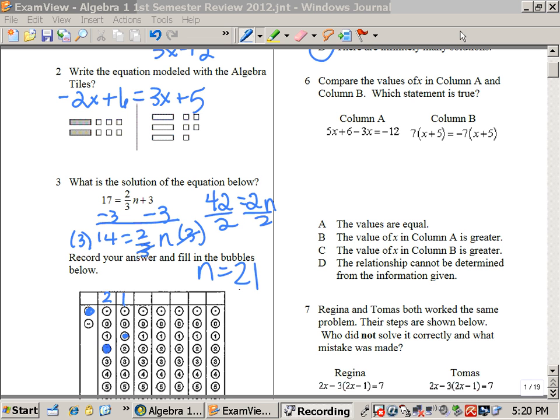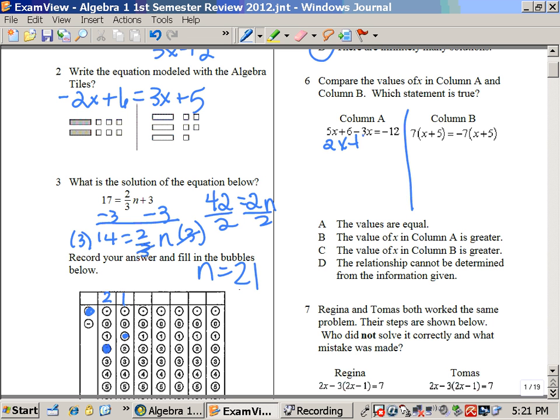Moving on to number 6, I have a column A and column B, so I think what I need to do is solve each of these problems. Combining like terms, 5x take away 3x is 2x, plus 6 is negative 12. Subtract 6 from each side, 2x is negative 18. Divide by 2, x is negative 9.